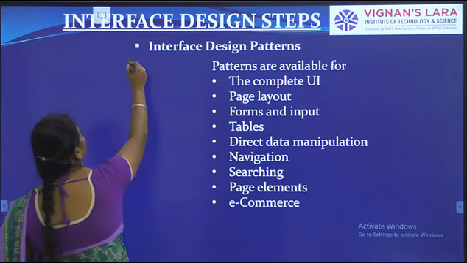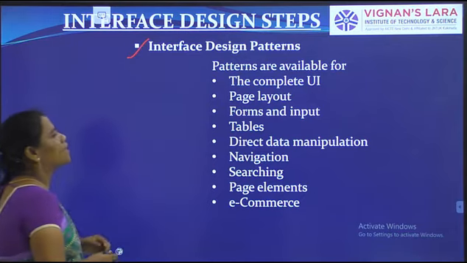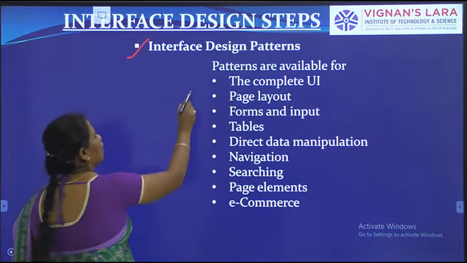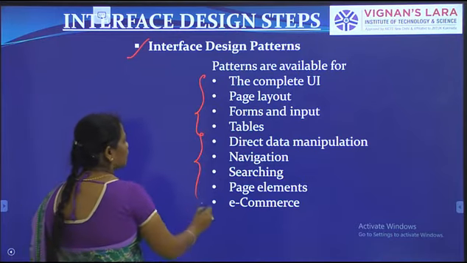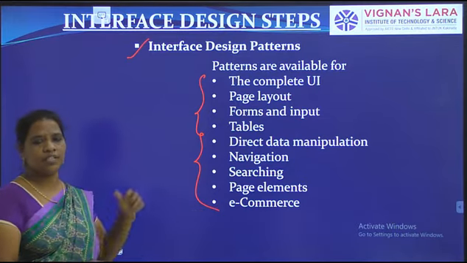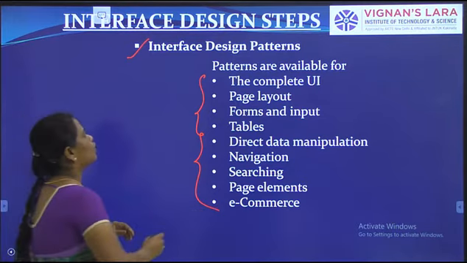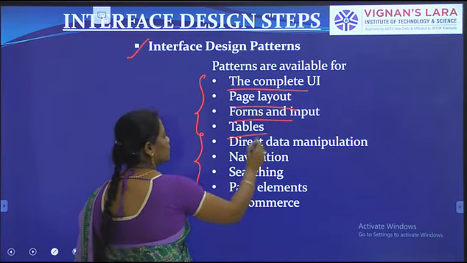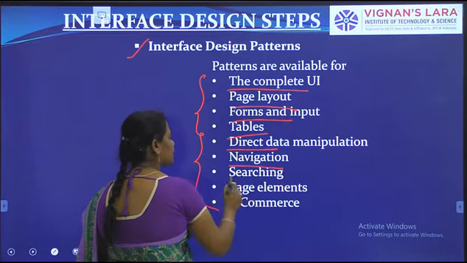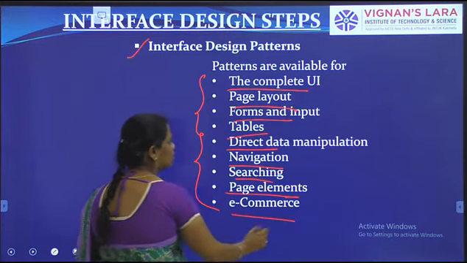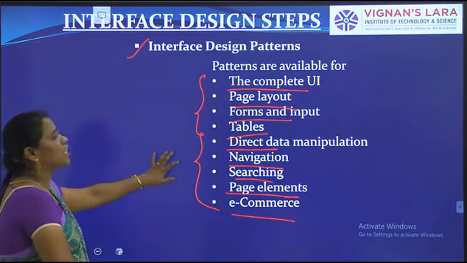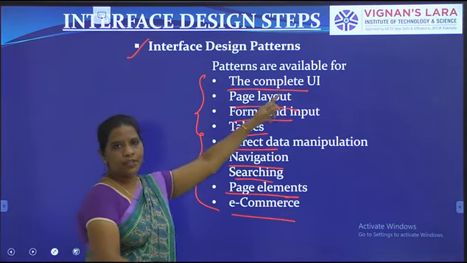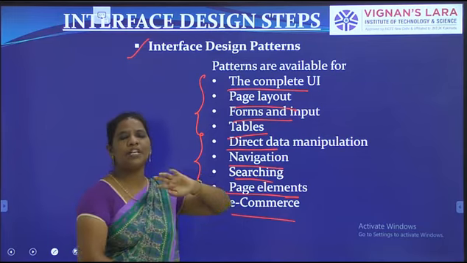The first point is interface design patterns. So what are the interface design patterns? We have different patterns that are available for the designing steps of the interface. What are those? The complete UI, page layout, forms and input, tables, direct data manipulation, navigation, searching, page elements, e-commerce. So these are the different types of interface design patterns. The first one is the complete UI, which means complete user interface.